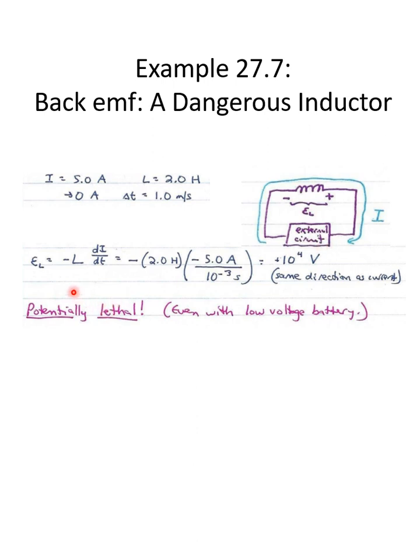Now, the EMF of the inductor is negative L times di dt. And what's important here is the rate of change of the current. It's a very quickly changing current. So we have negative times 2 Henrys times negative 5 amperes, because it says it's going from 5 amperes decreased to 0, over 10 to the negative 3 seconds. And what we get is plus 10 to the 4th volts.